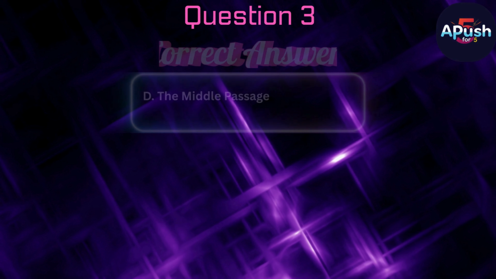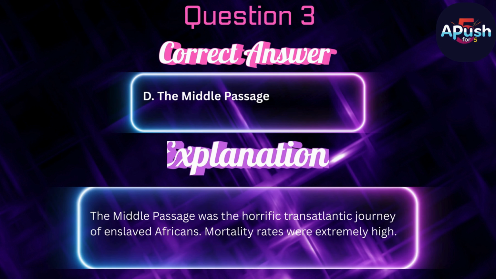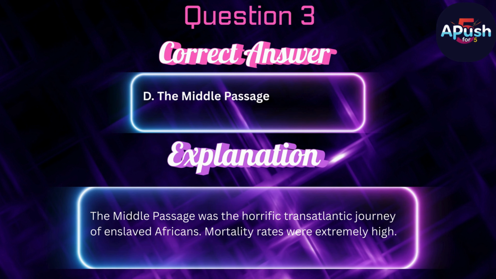The correct answer is D. The Middle Passage. The Middle Passage was the horrific transatlantic journey of enslaved Africans. Mortality rates were extremely high.